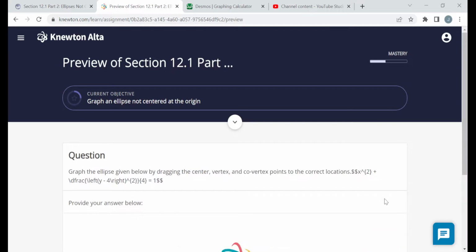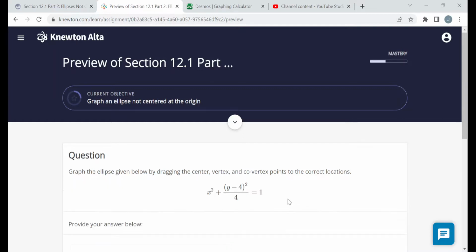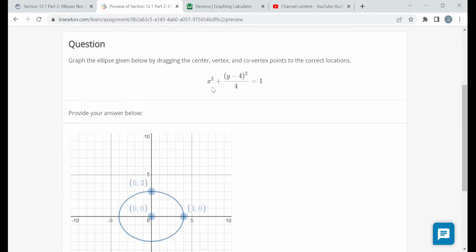Alright, so another one like this, where again the equation is given to us in standard form already. So identifying the center should be simple, and then knowing how far right or left and up or down the vertices or co-vertices should also be pretty simple, in my opinion. Notice it's just x squared, so the x coordinate for the center is 0, h is 0. And then you got y minus 4 squared, so 4 is the y coordinate of the center, so 0, 4 for the center.